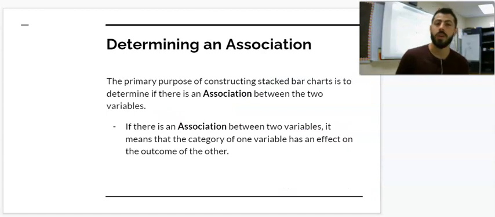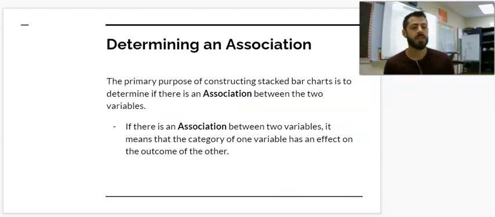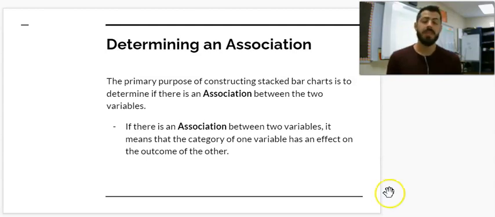Now, the conclusion that we're going to come to isn't going to be anything that's set in stone. What we're going to do is we're going to determine whether or not there is a possible association. If there is an association between two variables, it means that the category of one of the variables has an effect on the outcome of the other variable. So for example, if there was an association between your gender and the probability of you getting rich, then that would suggest that your gender has an effect on your probability of getting rich.